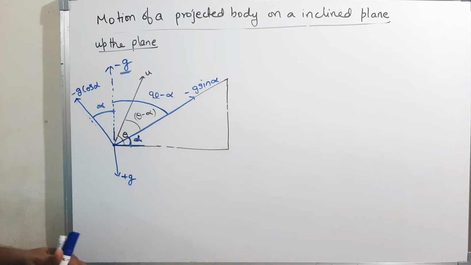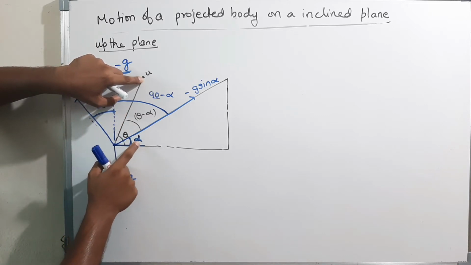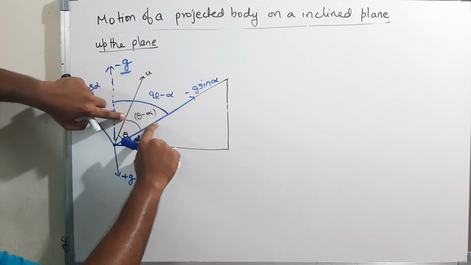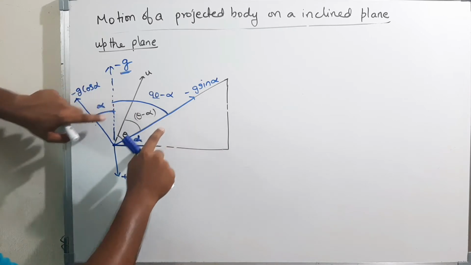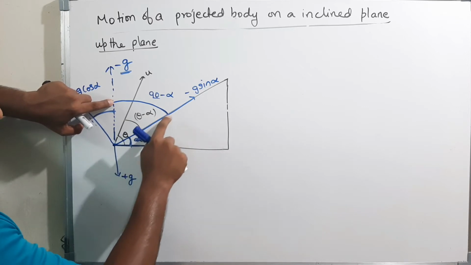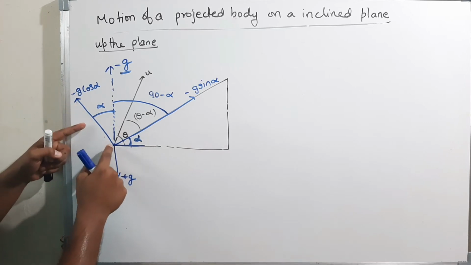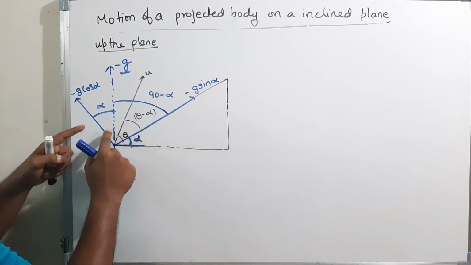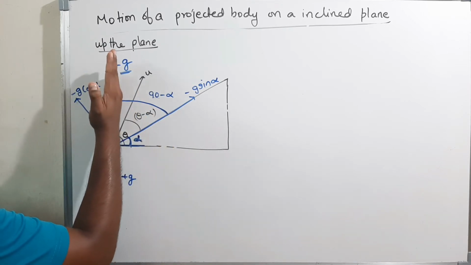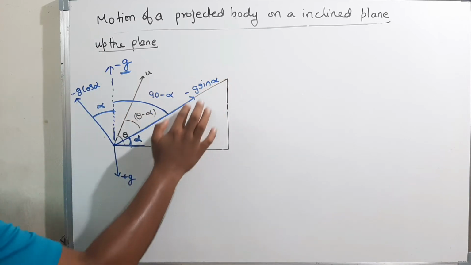See what I did. This is a projected body with velocity u, and this is the inclined plane alpha, and it is making some angle theta with the horizontal. The angle between the projected body and the inclined plane is theta minus alpha. If this is alpha, the remaining is 90 minus alpha. Now I am taking one more line perpendicular to this plane, so this angle is 90. Out of 90, if 90 minus alpha is gone, what remains? Alpha. Resolving this minus g in two components, that is minus g cos alpha, and along the other side it is minus g sin alpha.